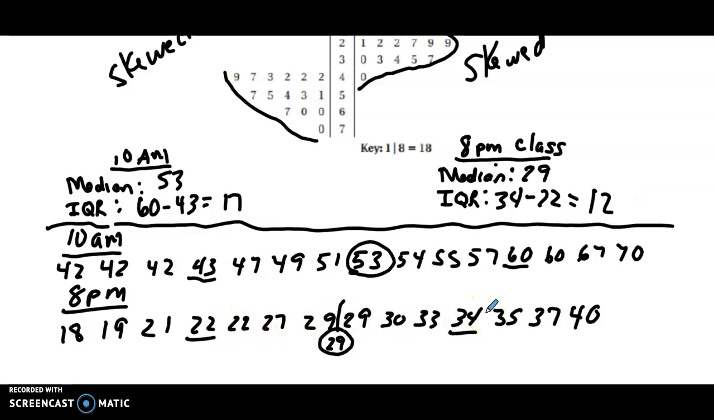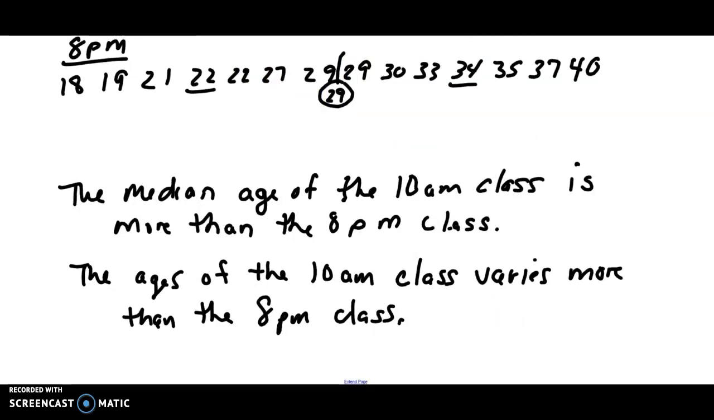All right, pause the video one last time and see if you can write your sentences. All right, here are my sentences. The median age of the 10 a.m. class is more than the 8 p.m. class. Again, make sure you have median there. And the ages of the 10 a.m. class varies more than the 8 p.m. class.